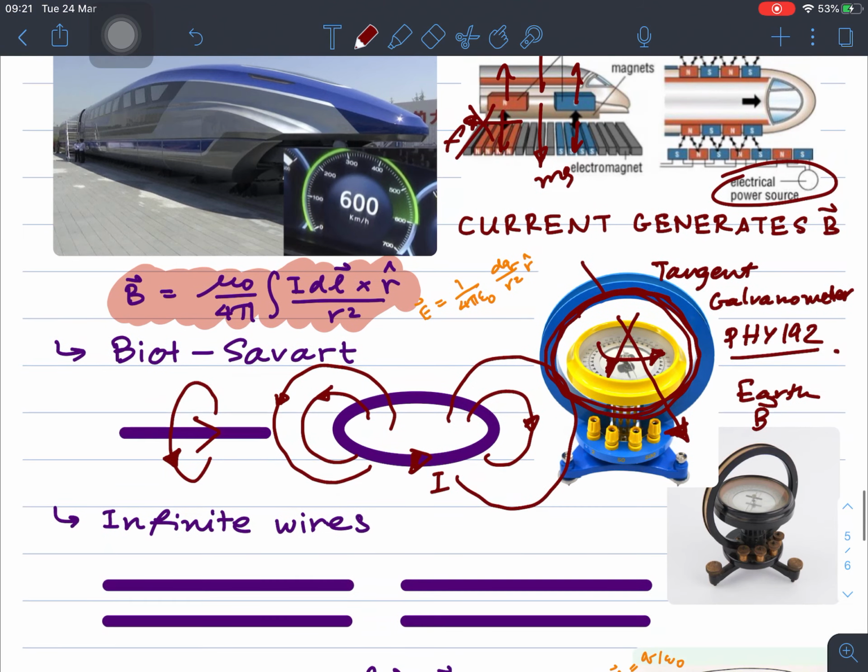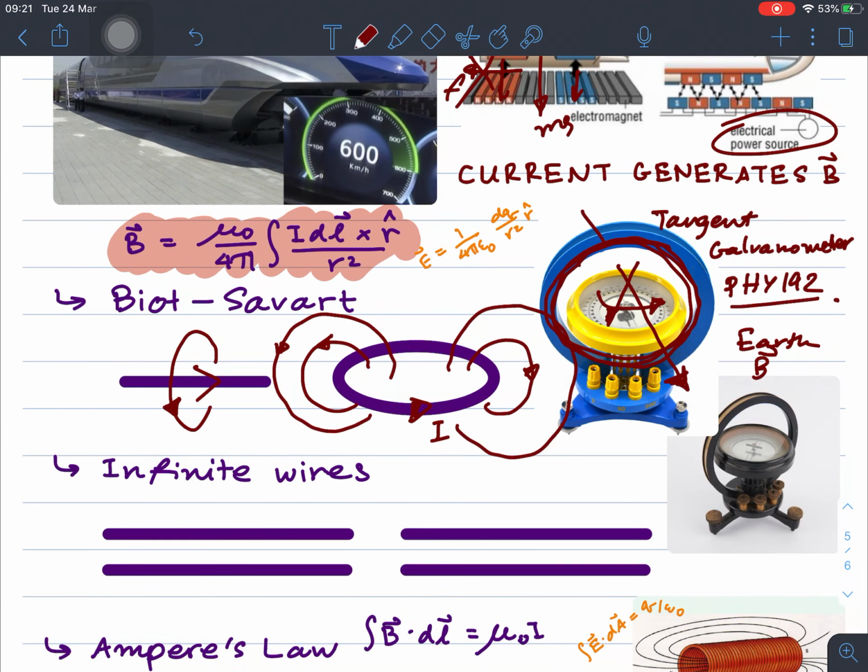Then we come to talk about the cases of infinite wires. For example, if I have two parallel infinite wires, in the first case we put electric currents I1 and I2 in the same direction, and in the second case I put electric currents I1 and I2 in opposite directions, and we are going to see what these electric currents do to each other.